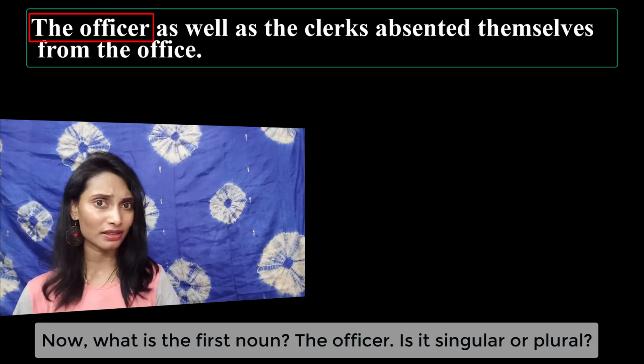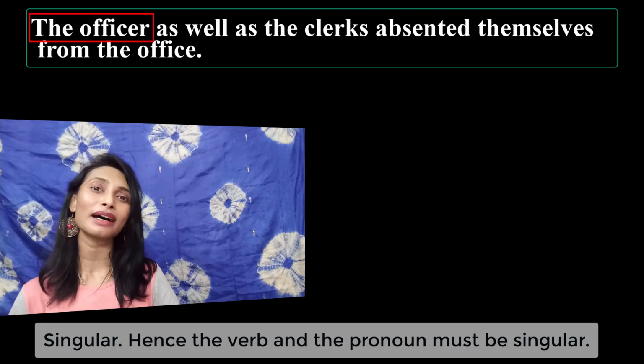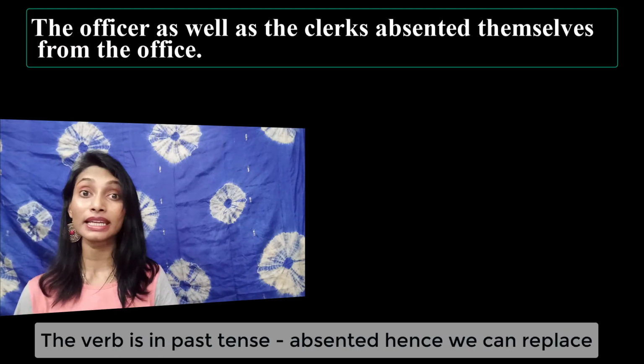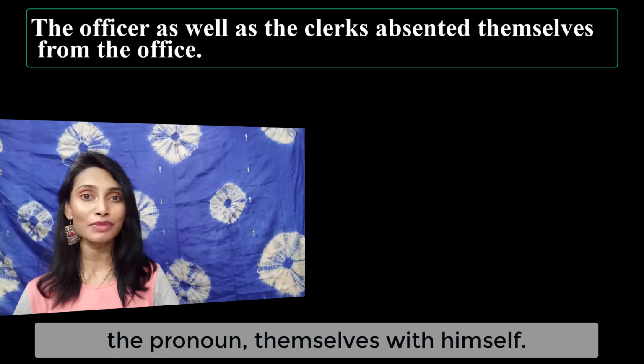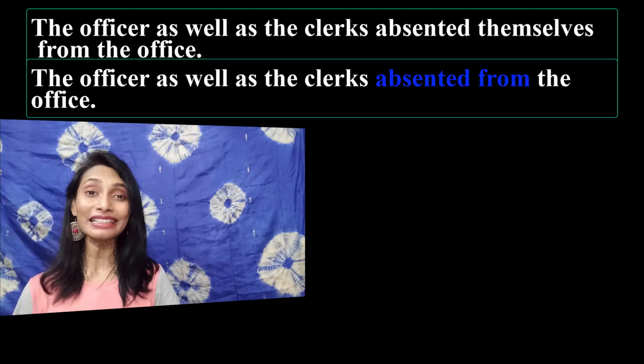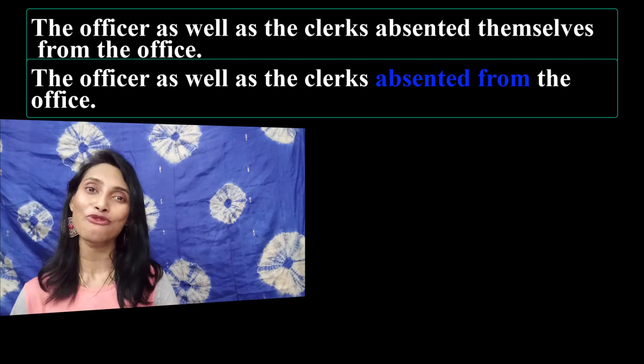Is it singular or plural? Singular. Hence, the verb in the pronoun must be singular. The verb is in past tense, absented. Hence, we can replace the pronoun themselves with himself. The officer as well as the clerks absented from the office.